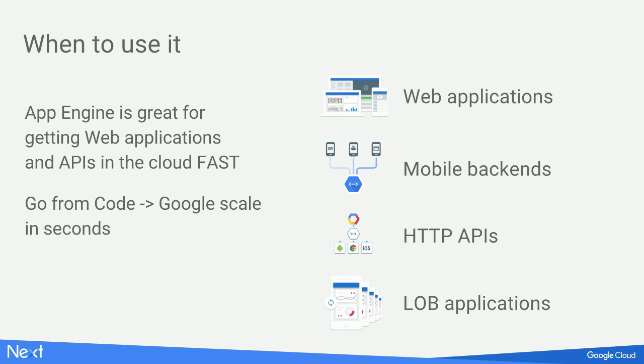It's also become a really popular backend for mobile applications. There are some pretty canonical examples out there, folks like Snapchat, other gaming companies that are built on top of us. It's really easy to scale up very, very quickly on App Engine, and it's easy to get up and running very fast. So it's been a popular choice for mobile backends.